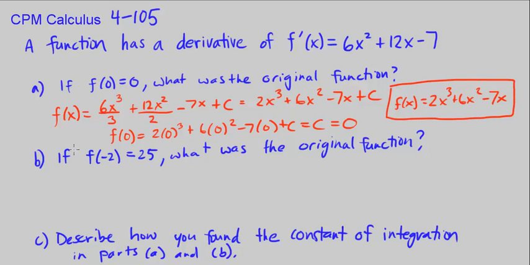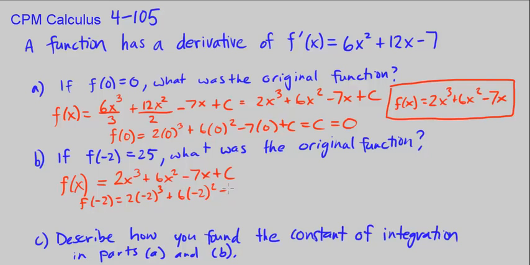In part B, we're asked if f of negative 2 is equal to 25, what was the original function? Again, we start off by looking at the slope function and taking the antiderivative. The antiderivative is going to give us, again, 2x cubed plus 6x squared minus 7x plus c. Now we know if we plug in f of negative 2, we're going to get 25. So f of negative 2 is equal to 2 times negative 2 cubed plus 6 times negative 2 squared minus 7 times negative 2 plus c.